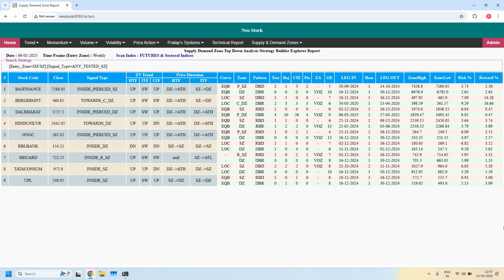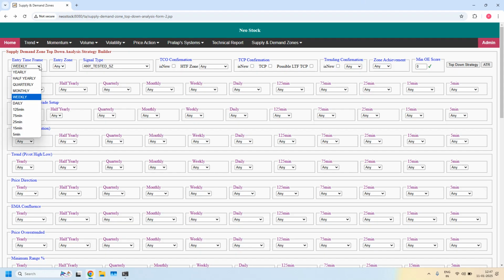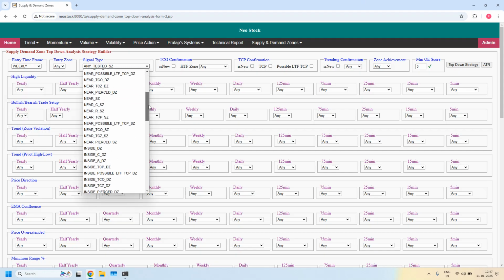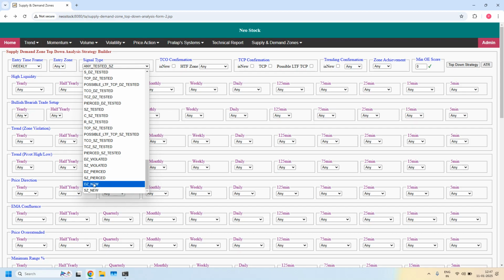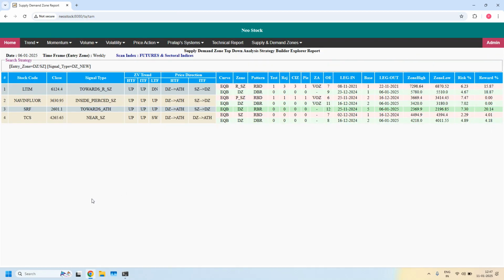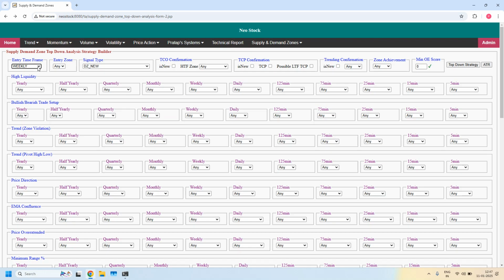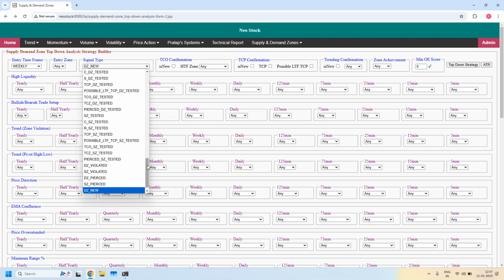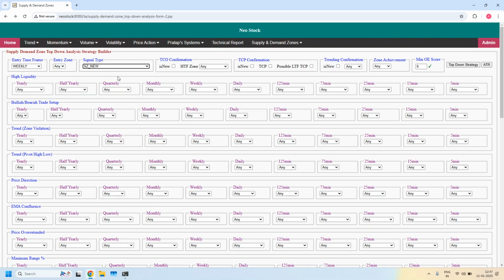Okay, next let us identify newly created zones during this week. For weekly time frame, let us find the stocks having newly created weekly demand zones. So these 4 stocks are having newly created weekly demand zones. Next, for weekly time frame, let us find the stocks having newly created weekly supply zones.